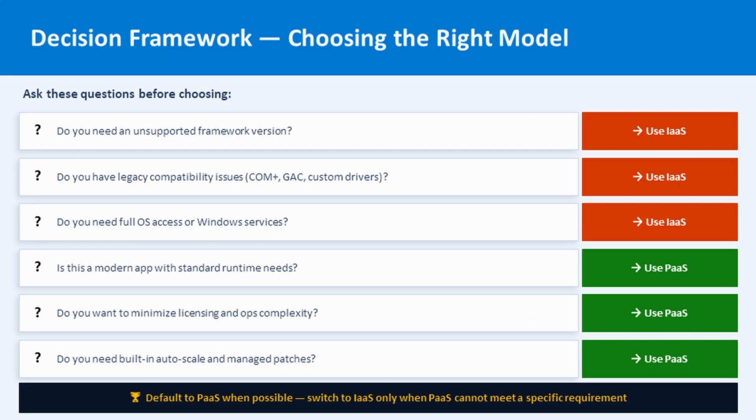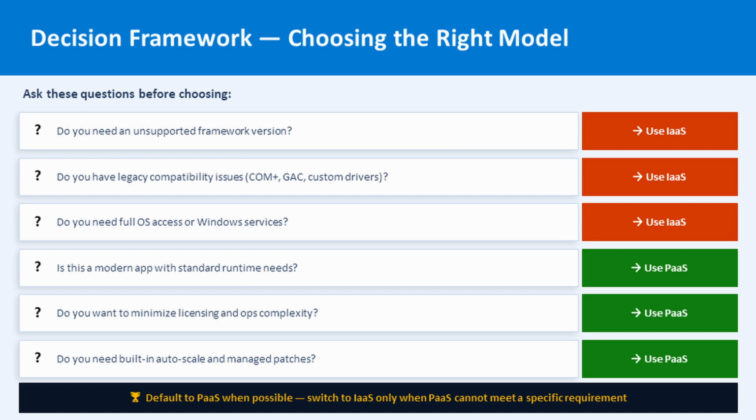Now let's build a practical decision framework you can apply to any project. The key is to ask the right questions up front. Notice that the first 3 questions are all IaaS triggers, scenarios that force you toward virtual machines. And crucially, if none of these triggers apply, PaaS is almost certainly the better choice.